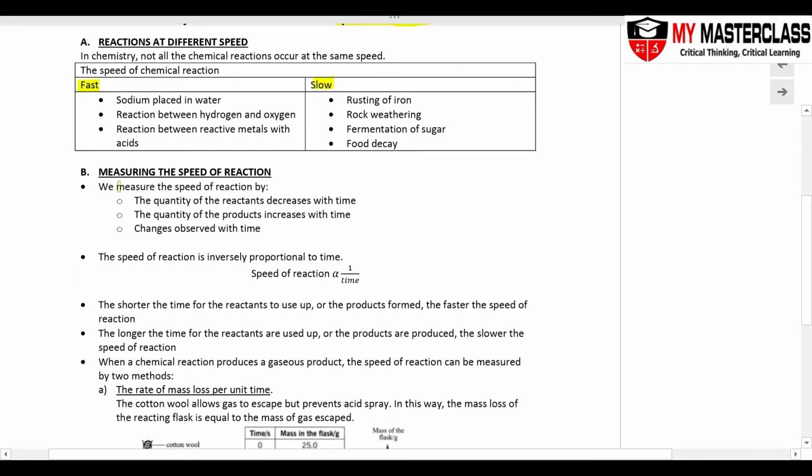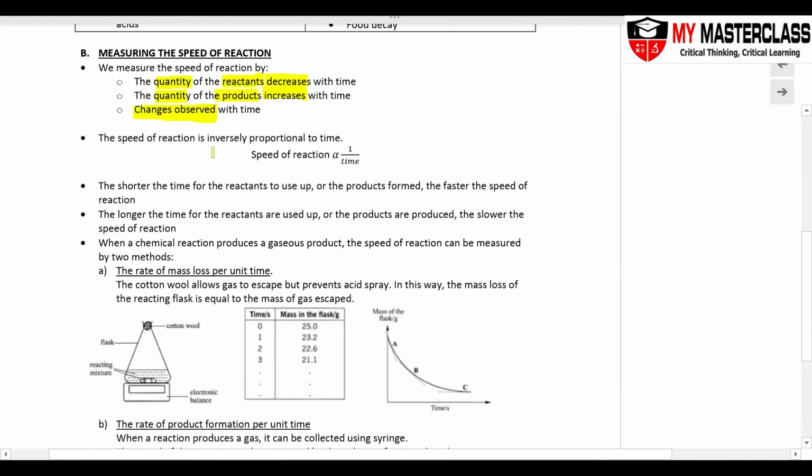And then measuring the speed of reaction. We measure the speed of reaction by measuring the quantity of reactants, which will decrease with time, or the quantity of products, which will increase with time, or we make some observations that we can see, usually in terms of color change. Speed of reaction is inversely proportional to time.